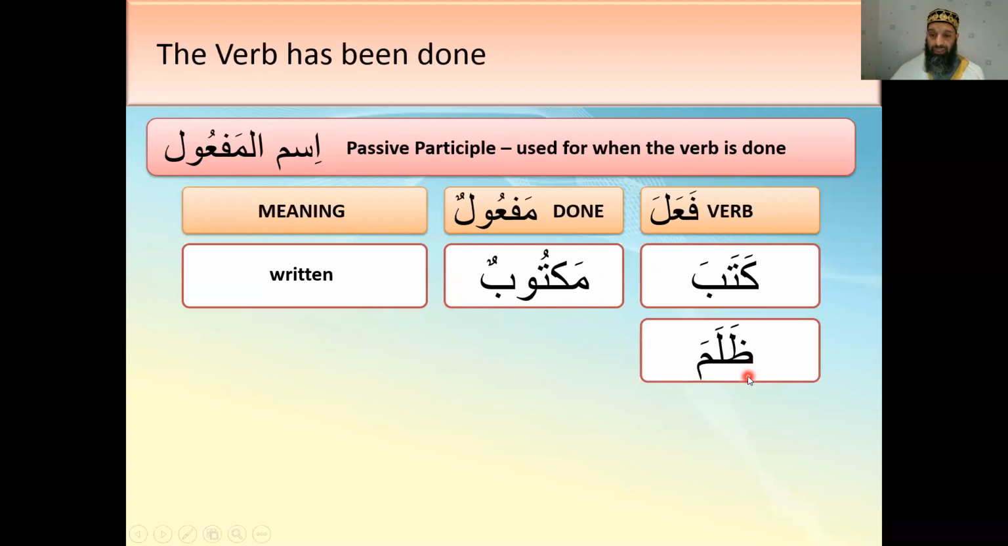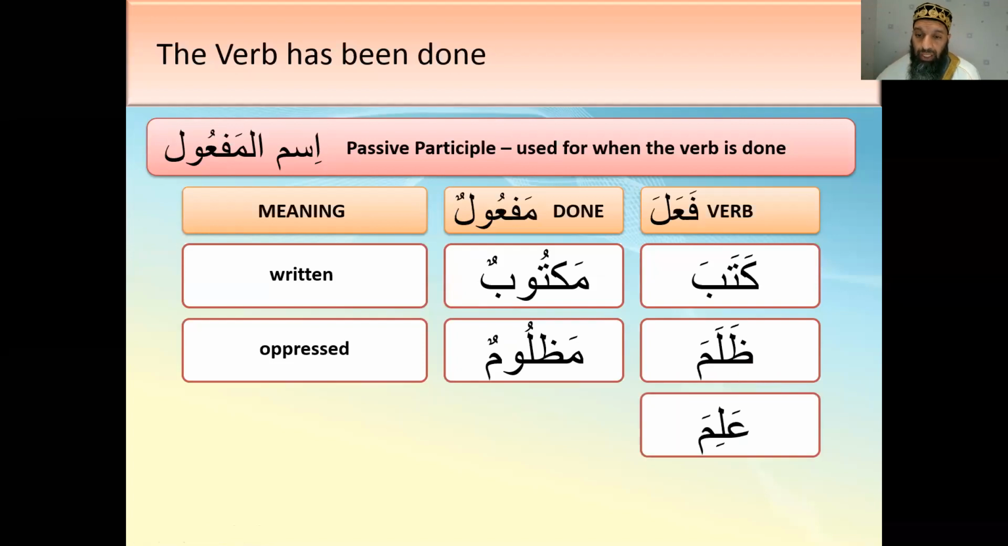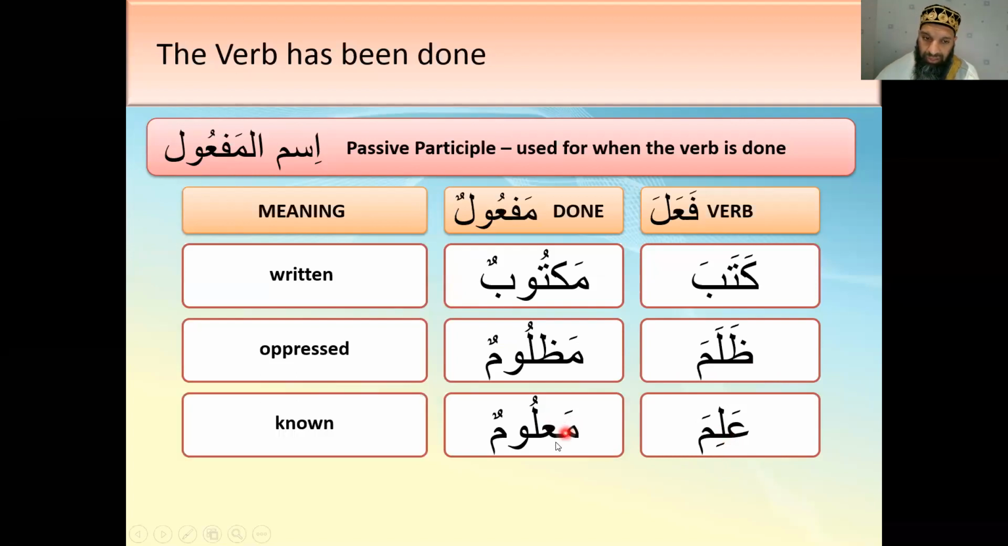Zalama, it means he oppressed. So the thing that is having the zalama done on it is madlumun. Madlumun is an Urdu word, it means oppressed. So zalim is the oppressor, madlum is the oppressed. Alima means to know. Ma'lum is when alima is done, right? So ma'lum means known. It's known.